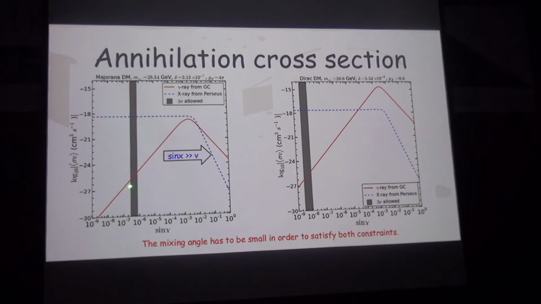And then to get the correct region for this X-ray and the Perseus, we show this in the 2 sigma region in this gray band. You can see, therefore, we can correctly get this 10 to the minus 19 and 10 to the minus 26. Similar for the Dirac. Although in the Dirac case, this allowed mixing is even smaller. So the mixing angle has to be small in order to satisfy both constraints.